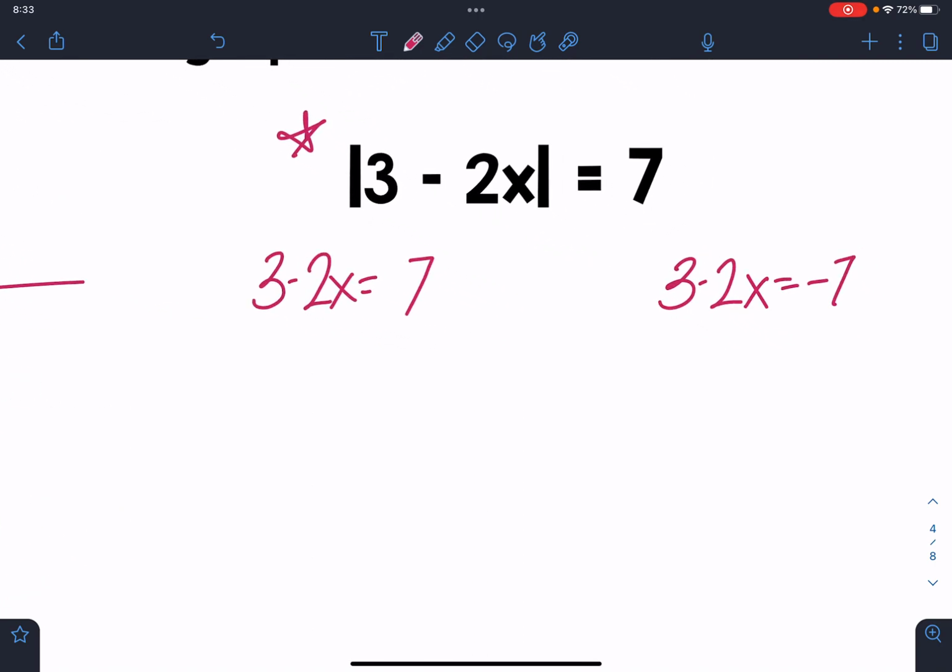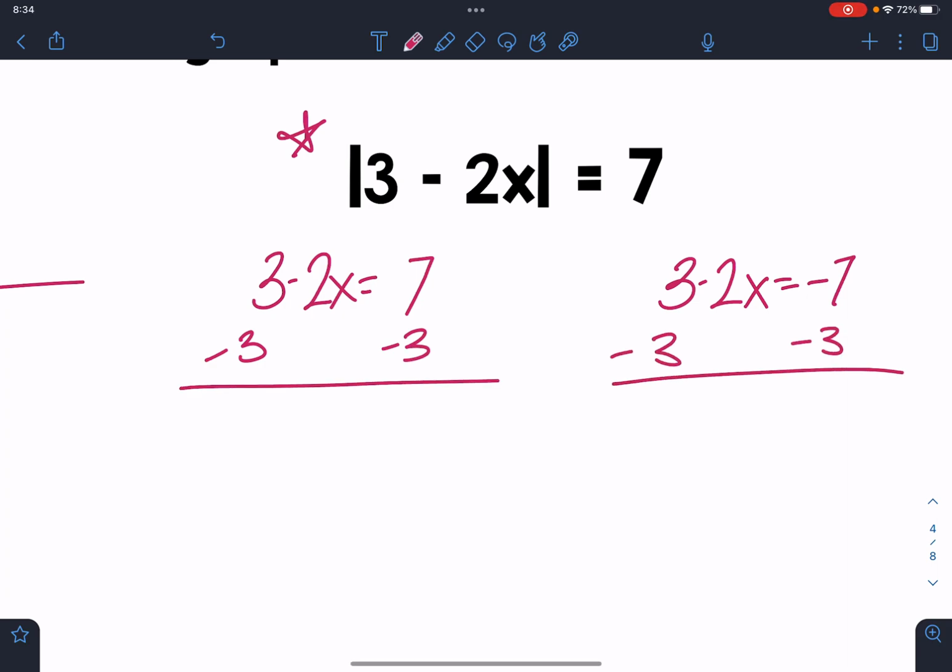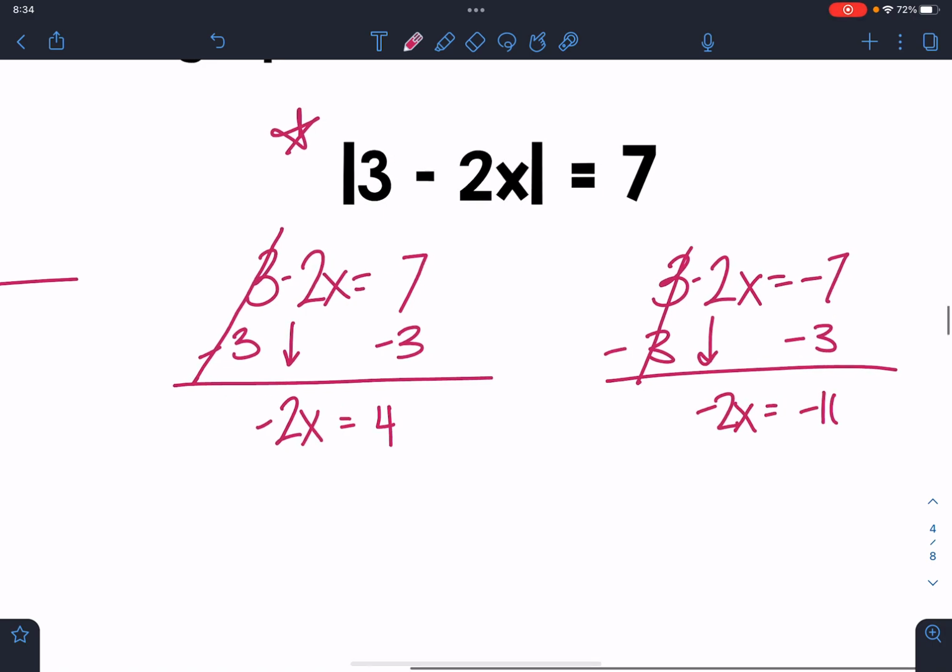So we want to ask ourselves, what do I move away first? We always want to move the number not attached to the variable, the number that's being added or subtracted. This one's kind of tricky because you see this minus 2, but that minus 2 is not what we want to move first. This is a positive 3. So I want to subtract 3 from both sides, and I'm going to do that all at once. So make sure to bring down the negative 2x. 7 minus 3 is 4. Again, bring down the negative 2x. Don't forget that. Negative 7 minus 3 is negative 10.